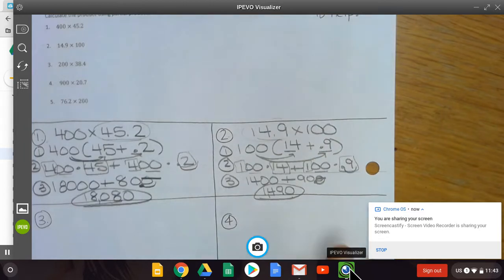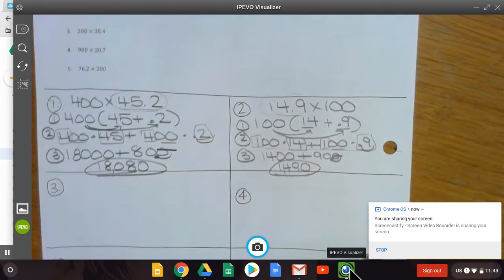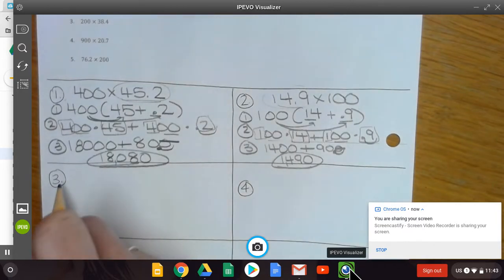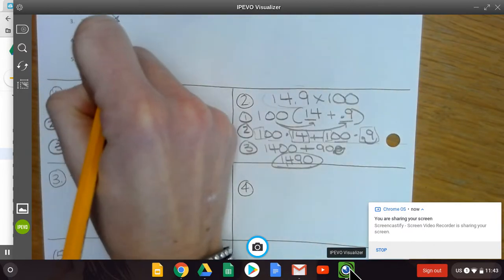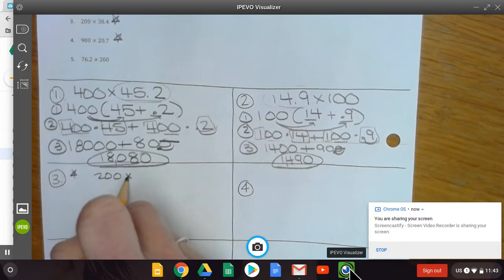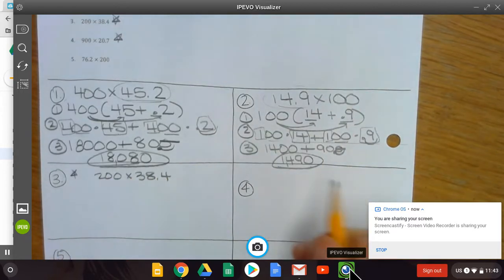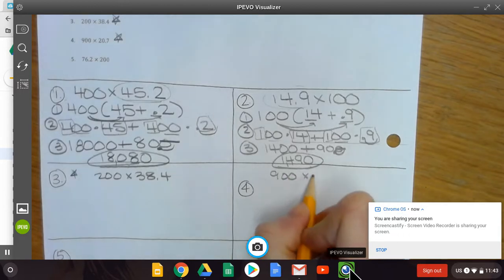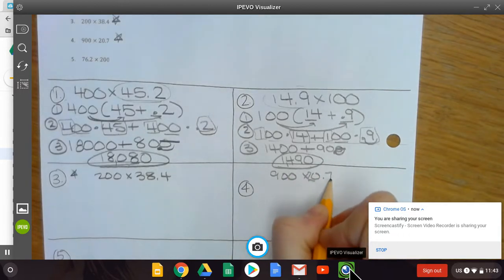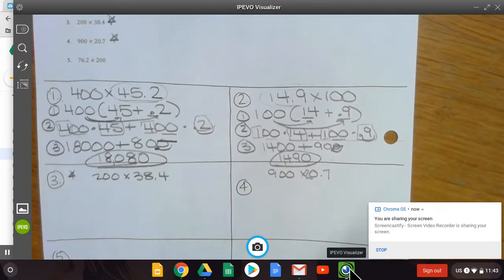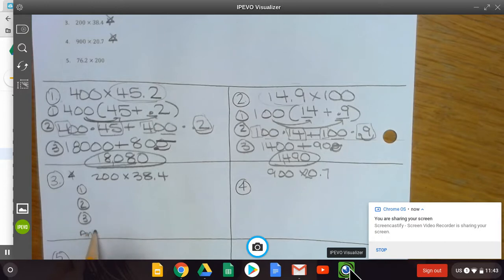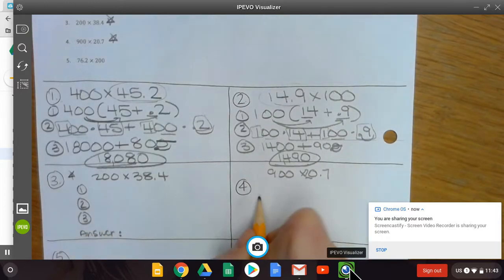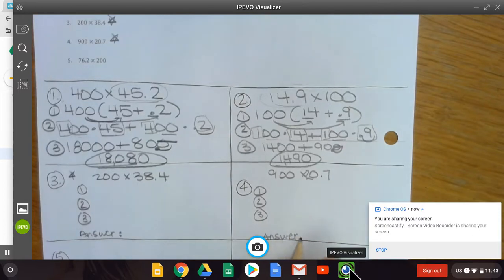All right, so your job is I'm going to have you do number 3 and number 4. So go ahead and write down 200 times 38.4, and then write down 900 times 0.7. And I want you to do step 1, step 2, step 3, and then your answer for both of these. So do those and then check back with the video when you're done. Pause it, go ahead.